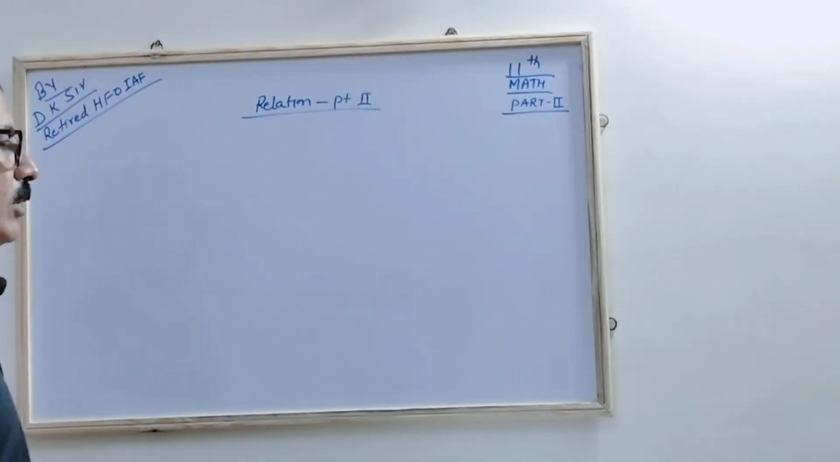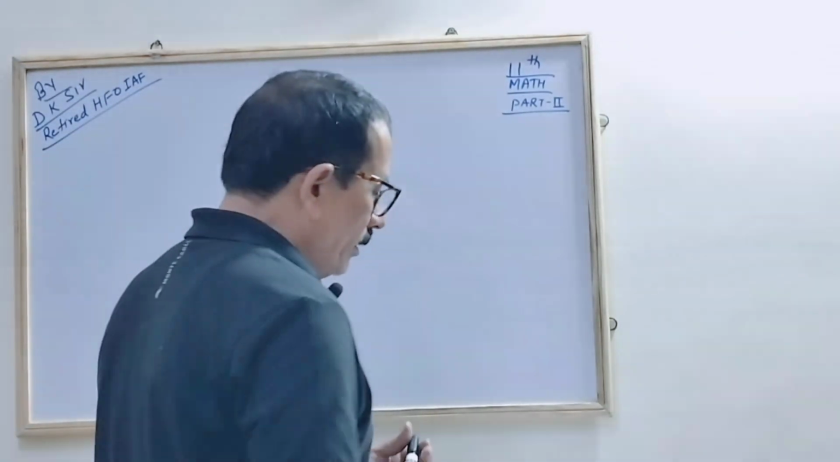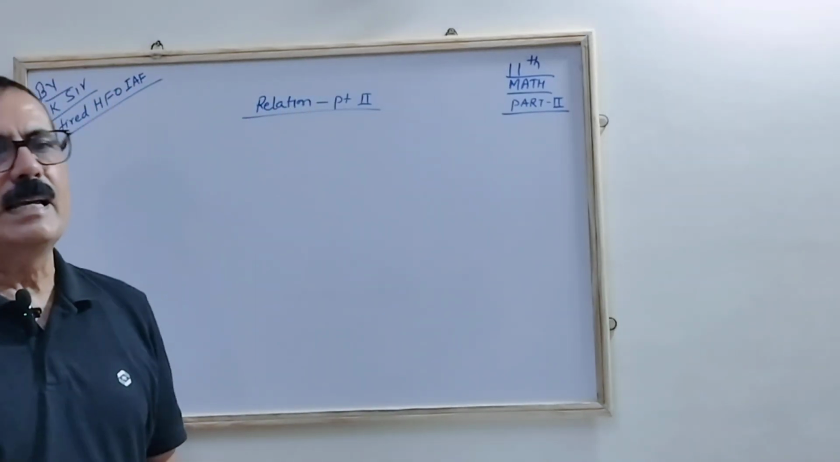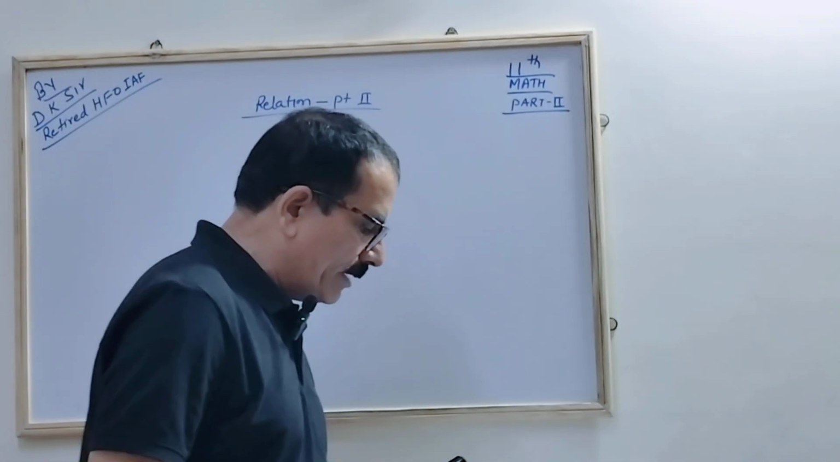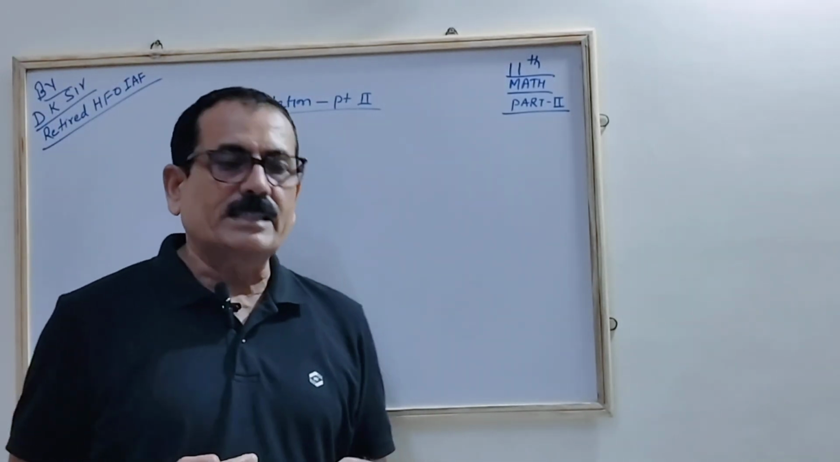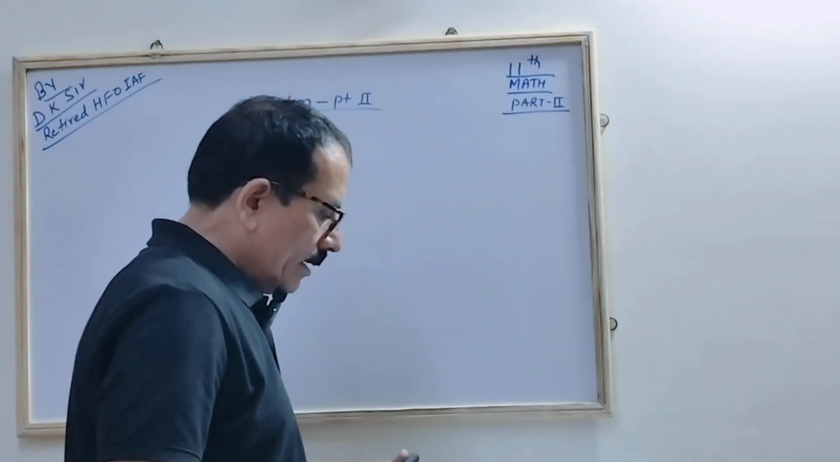The topic today is relations, part 2. We have already gone through relations. There are many relations which we know, like brother and sister. We are all aware of these relations, so I will not waste time explaining them. We will straightaway start with the examples.